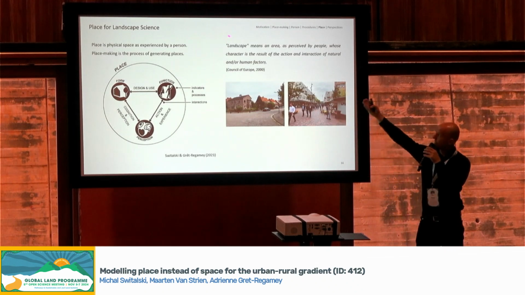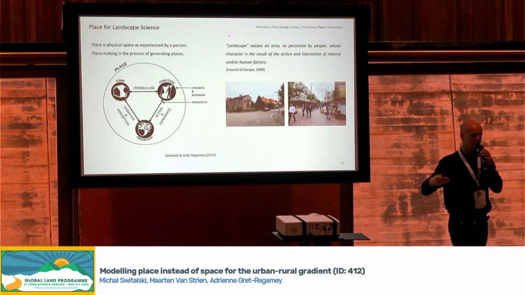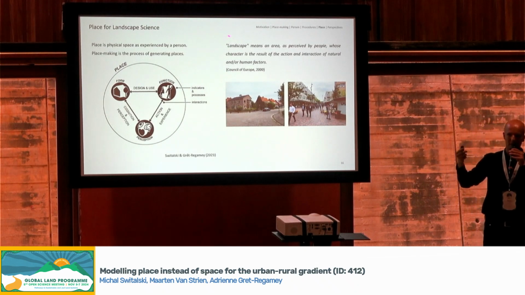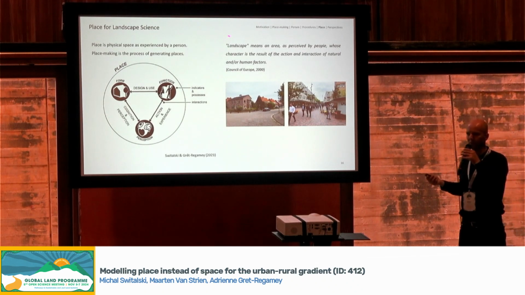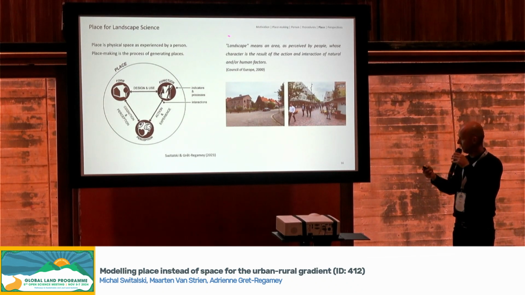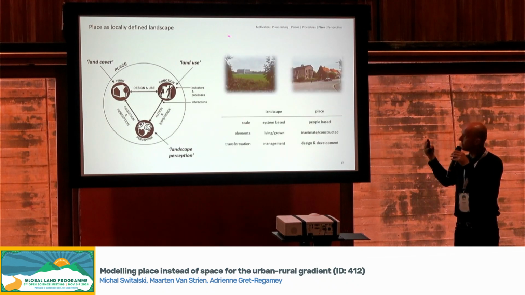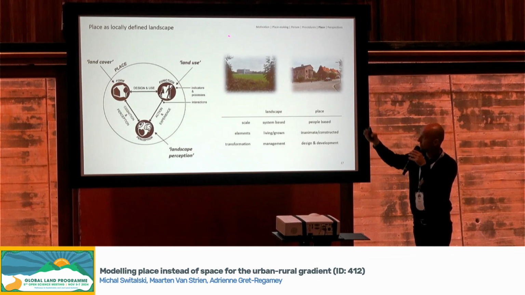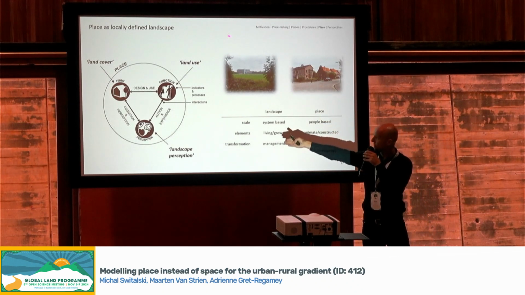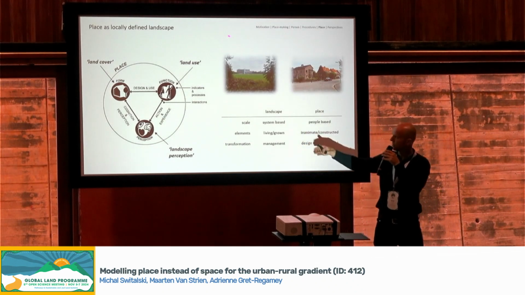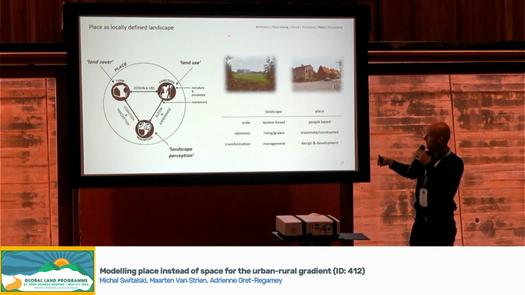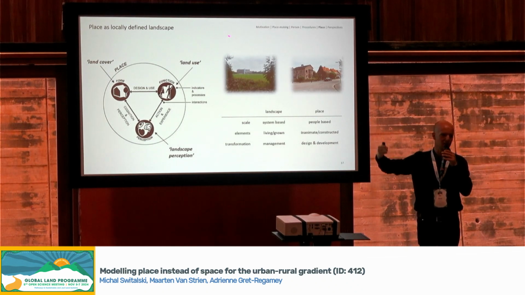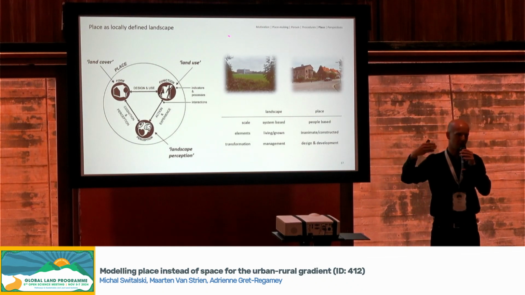And here we see that taking together place and place making nicely aligns with the definition of landscape that some of us might already be aware of. And again, we can think of place as very localized landscapes composed of land cover, land use, and landscape perception, so form, function, and perception respectively, however on a different scale and in a different system and with different reference points.